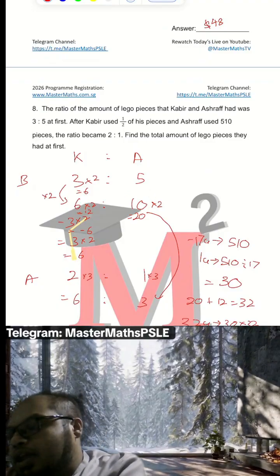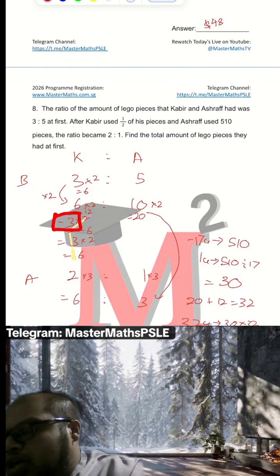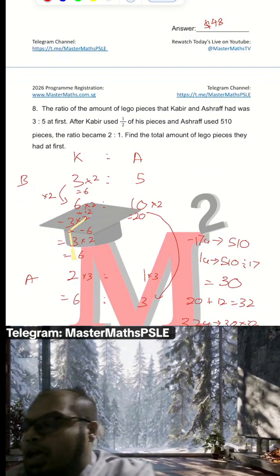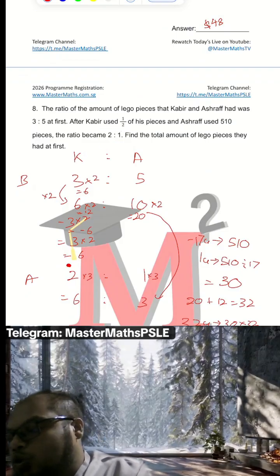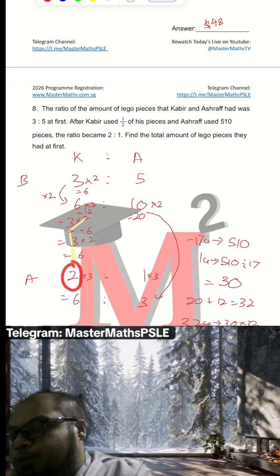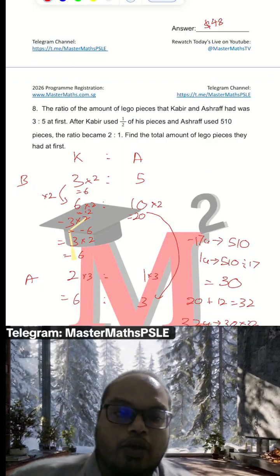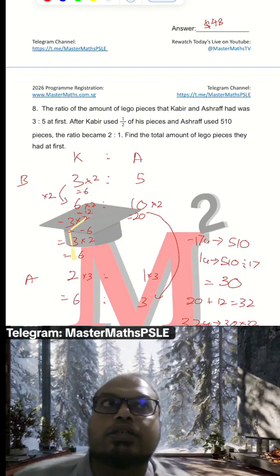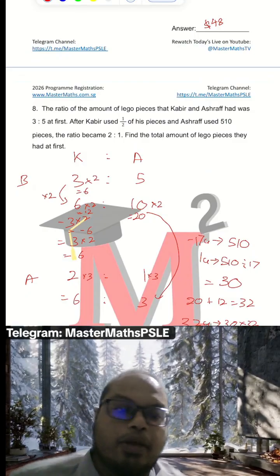Then if I take out half, I'm taking out 3, I'm left with 3. But the after ratio is 2:1. So this 2 is supposed to be similar to this 3. They are referring to the same number. This is more like a repeated identity, because there is a quantity that you can make the same.